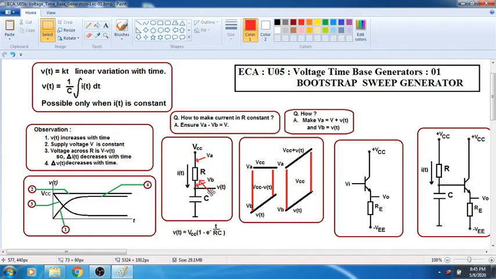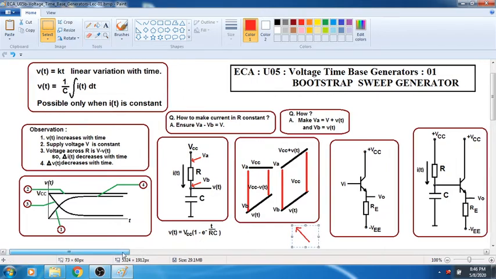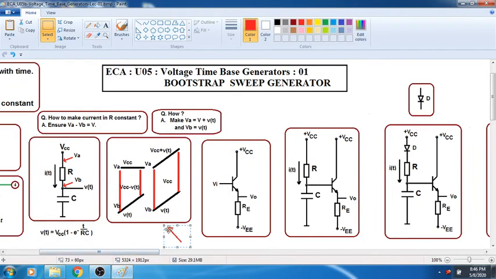Then once the voltage across the resistor is constant, naturally the current will be constant and the constant current will flow through capacitor. The voltage across the capacitor will be linearly increasing with the time. So this is the basic idea. Now idea is one thing, but how do we implement the idea? How do we make this idea work?